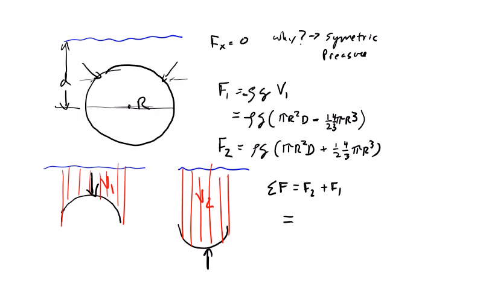All right, what happens is the pi r squared d's are going to cancel, and so what you end up getting is rho g 4/3 pi r cubed, or rho g times the volume of the sphere. All right. Now that is the force due to the liquid pressure.